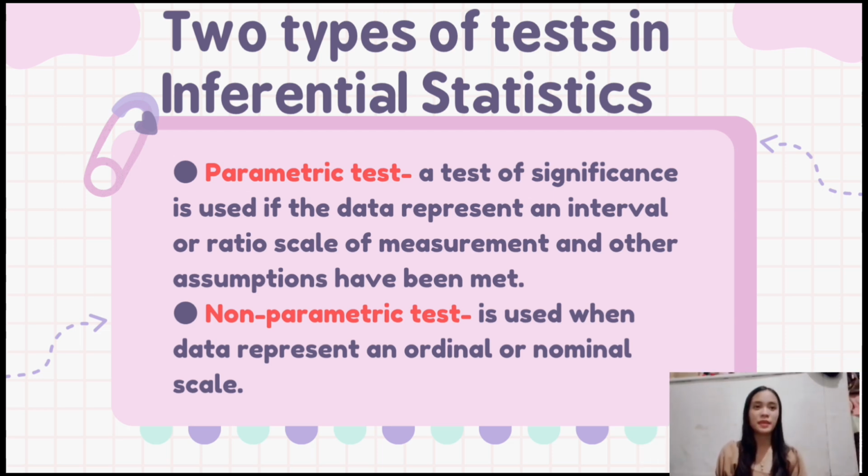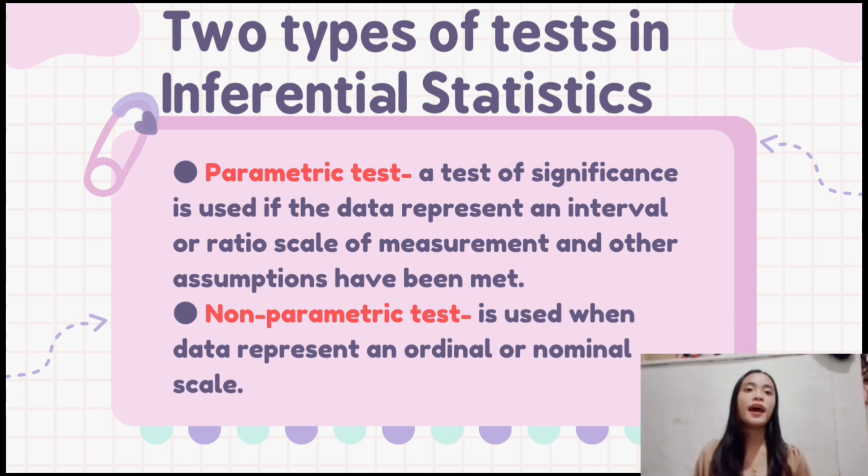The parametric test assumes that the data follow a certain distribution, typically a normal distribution, and relies on parameters such as the mean and the standard deviation of the population. These tests are more powerful if their assumptions are met. One example of this is the Pearson correlation.